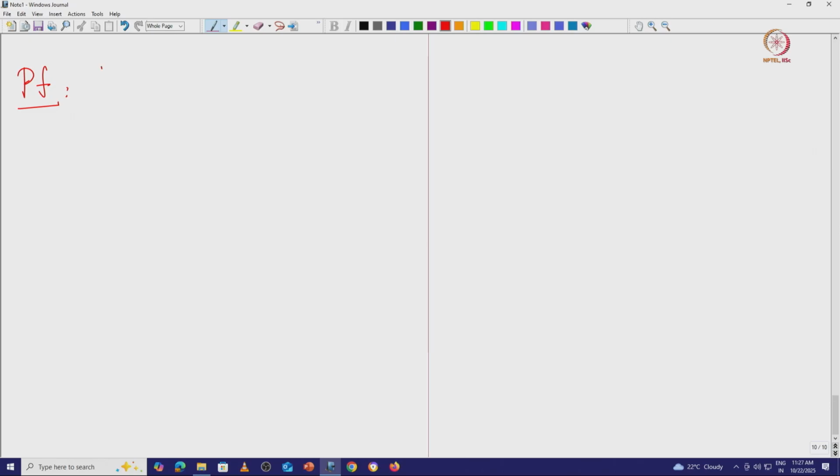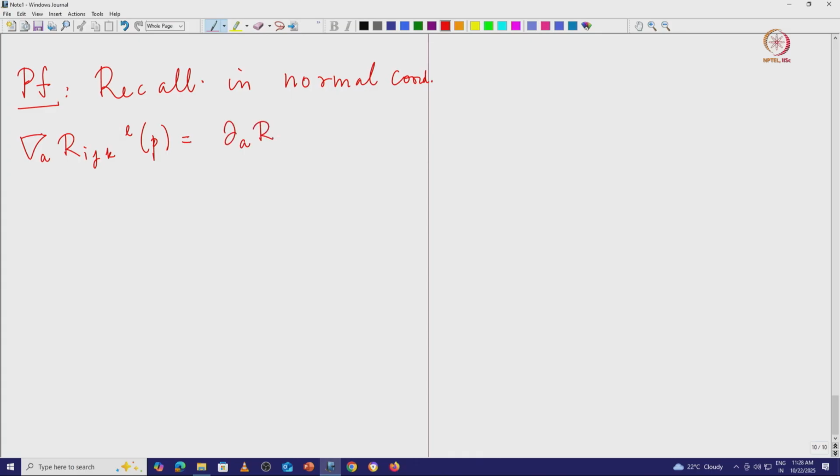Right, so recall that firstly in normal coordinates, if you compute at a single point P, the covariant derivative at this point P is simply the usual derivative plus some zeroth order terms involving the Christoffel symbols, but because we are working with normal coordinates, this is 0. So at the point P, this is just like calculating the usual derivative.